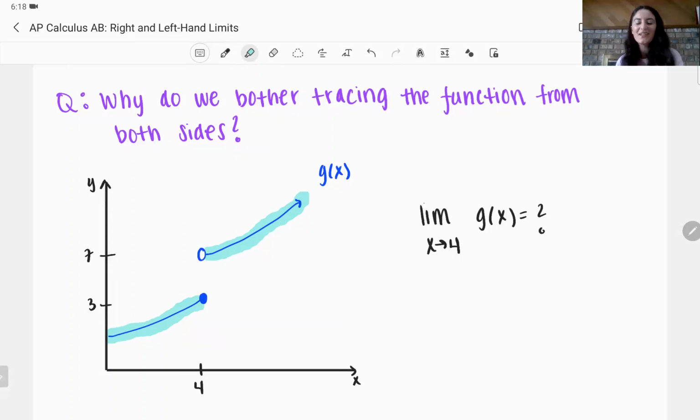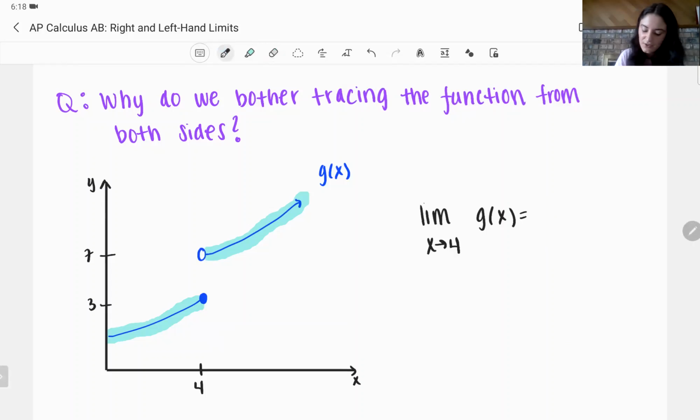So that's kind of weird. In all the other examples we've seen, as you approach some x value, the y value gets close to the same number, whether you trace your curve from the left or the right. But this time, we get a different answer. If we trace it from the left, we get a y value of 3. And if we trace it from the right, we get a y value of 7. So what do we say then for this limit as x approaches 4? Do we say 3? Do we say 7? Do we say neither of them?